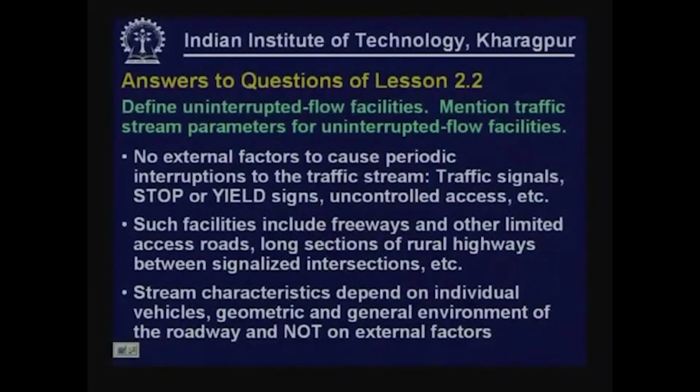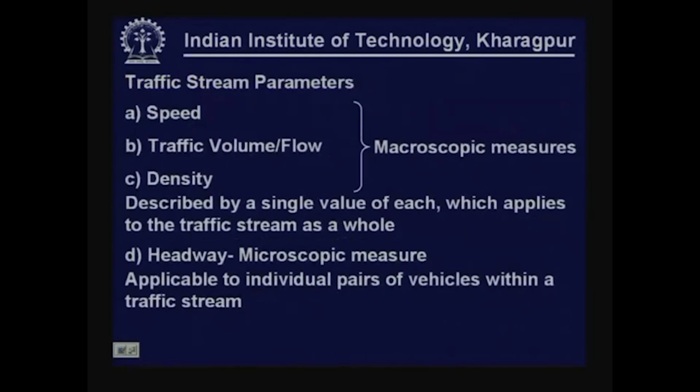Quickly trying to answer the questions of lesson 2.2. Uninterrupted flow facilities are basically those where there is no external factor; that we call uninterrupted flow facilities. The stream parameters are macroscopic parameters and microscopic parameters; both are used. Speed, traffic volume and density are the macroscopic parameters, and headway is the microscopic parameter.